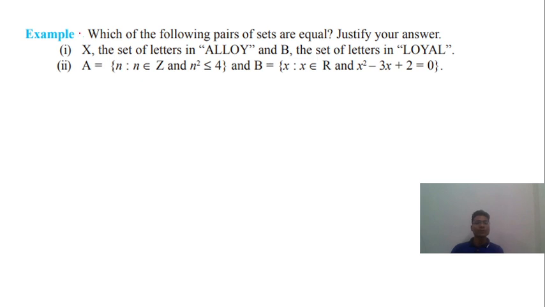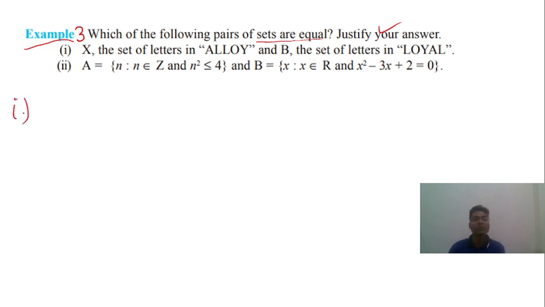Coming to our last example of this session, that is example number 3. They are saying which of the following pairs are equal sets. I mean, we have to find out that the sets are equal, and if they are equal, then you have to justify your answer with the reason.